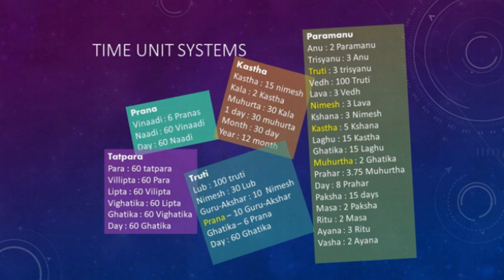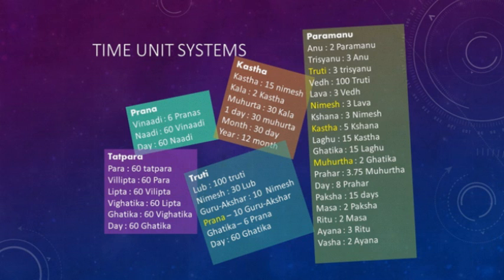So the basic unit in the prana system is one prana, one breath, which is 15 breaths per minute. So 6 pranas create a vinadi. So the vinadi is about 24 seconds. And then 60 of them becomes a nadi, and the nadi will be about 24 minutes. So you can see like that. So the nadi is the 24-minute unit. And so that is what is used to calculate the day. The day consists of 60 nadis.